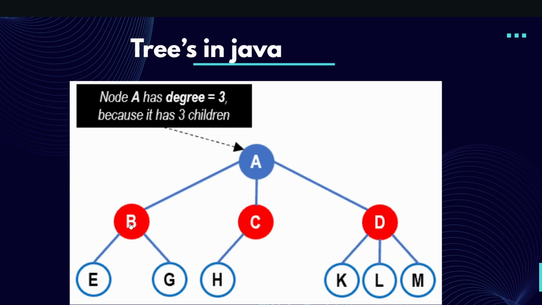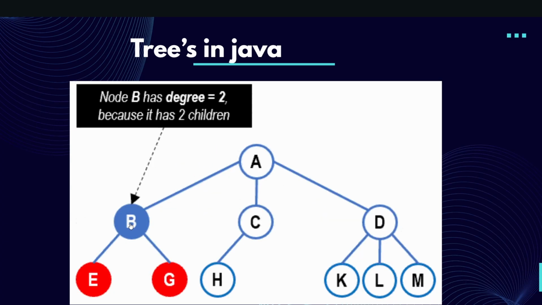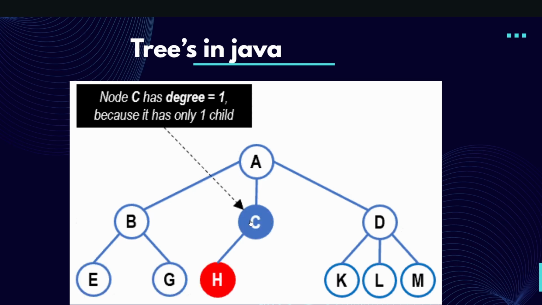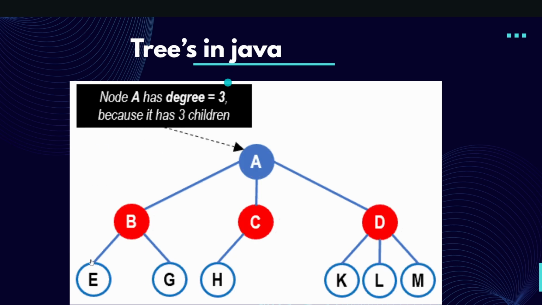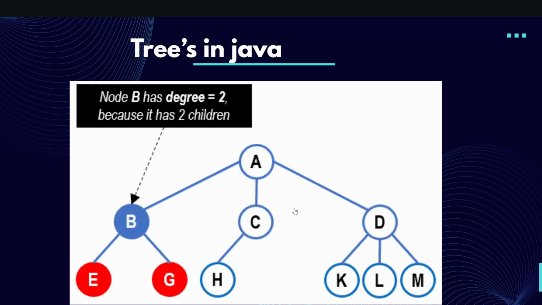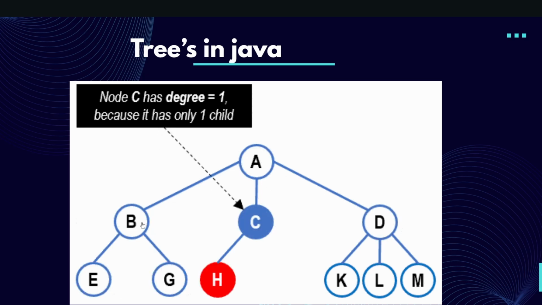See clearly, if you want to understand what is meant by degree of a tree, you can see with the help of this simple GIF. You can see node C has degree 1. Why? Because it has only one child. Now you can see all the leaf nodes have degree 0 because they do not contain any children. A has degree 3 because it has 3 children. B has degree 2 because it has 2 children.